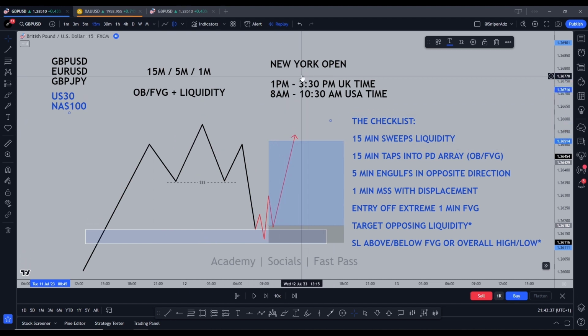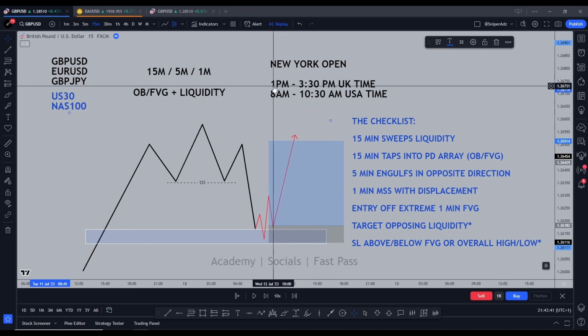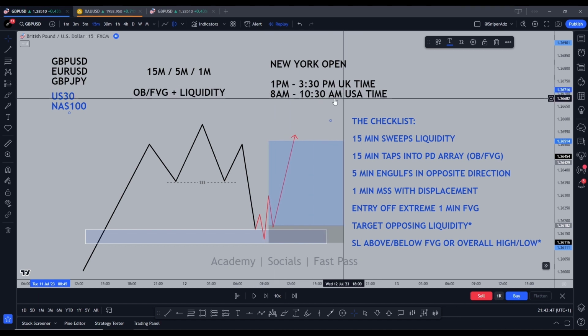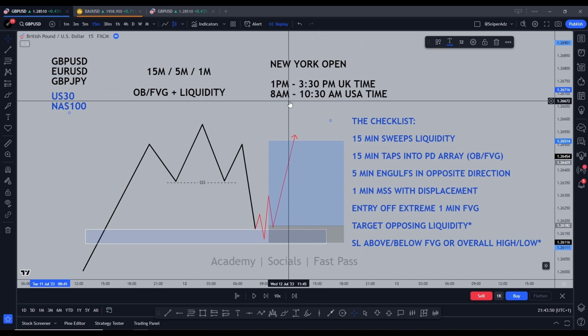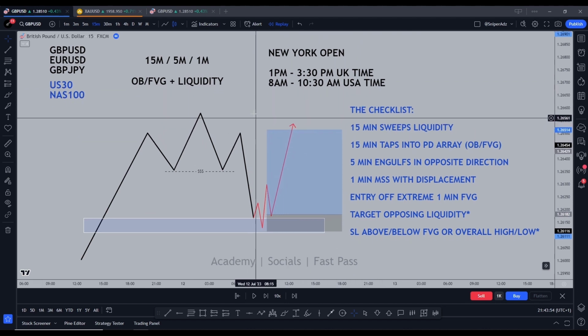And when it comes to timing, this is the New York kill zone strategy. So we're going to be looking predominantly from the Open, which is 1 p.m. in the UK, over into 3:30 p.m., which is about 2.5 hours after. And same for the USA traders, it's 8 a.m. to 10:30. So what we're going to do here is explain the model to you and then go through the checklist.